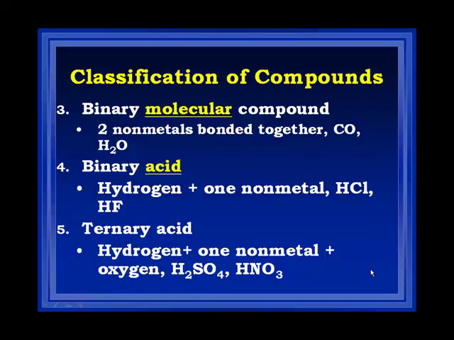The third way to classify and name compounds is binary molecular compounds, and those are 2 nonmetals bonded together. So like carbon monoxide, CO, or H2O. So again, I can have more than one of the element, just as long as I only have 2 types of the element. And then the 4th and 5th ones have to do with naming acids, and naming acids is going to be the B-level work for this unit. For the C-level work, we're only going to cover the first 3 naming types.